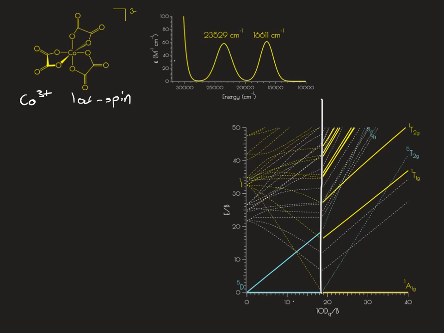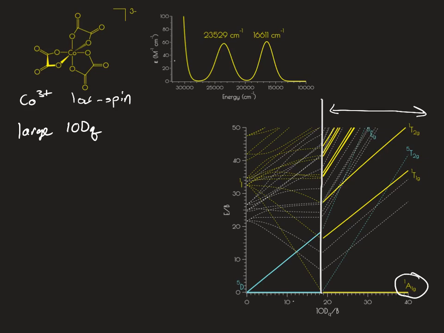So this means that we're going to have a large value for 10Dq. So we're working over here on the right-hand side of the Tanabe-Sugano diagram when we're transitioning to the low spin species. So we're going to be looking at transitions originating from this singlet A1g ground state term. We can estimate where we want to start by knowing a little bit about the chemistry of cobalt 3.